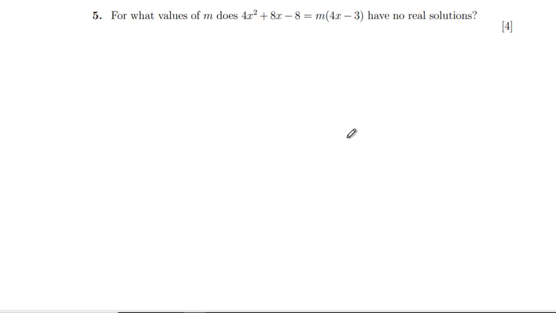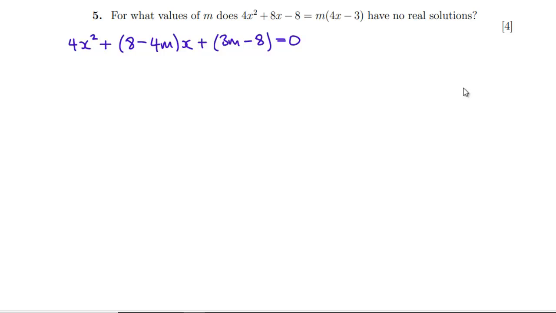For what values of m does that have no real solutions? Right, so we're going to have to rearrange this into standard quadratic format. That's the only x squareds we got, isn't it? So then we're going to have plus 8 minus 4m, lots of x, and then we've got a minus 8 and a plus 3m. So we'll go with plus 3m minus 8 equals 0.